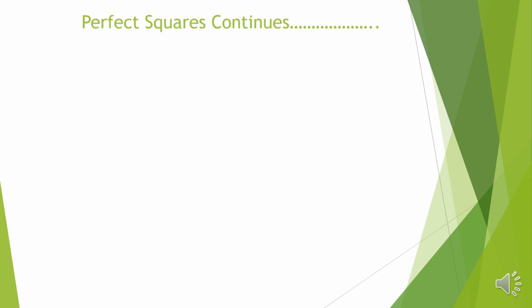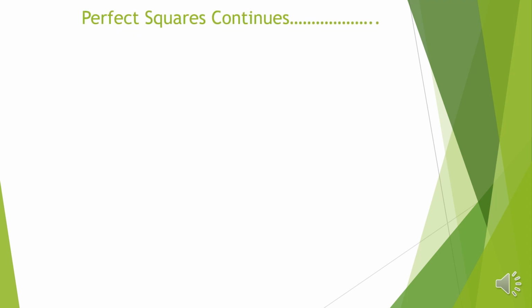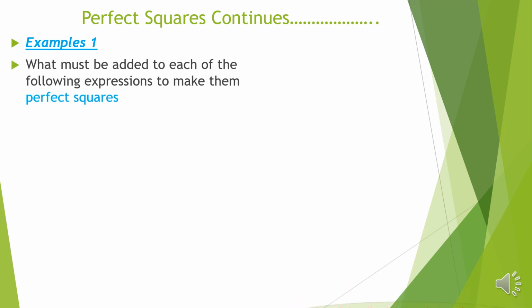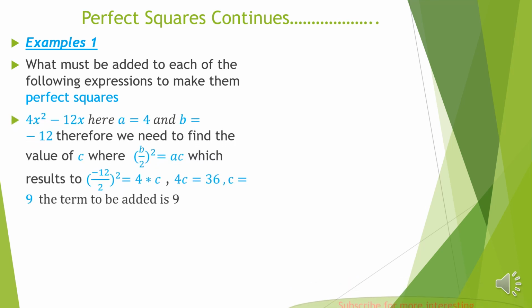Now I'm going to do two examples to demonstrate how to work on those perfect squares. Example 1: you are told, what must be added to each of the following expressions to make them perfect squares? The first one, you are given 4x squared minus 12x.